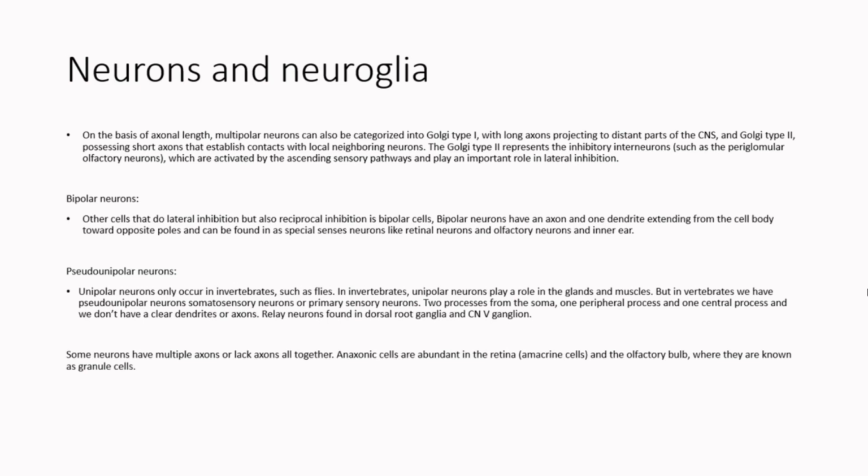They have one axon and one dendrite, both extending from opposite poles. Bipolar neurons you can find more in the special senses, like the retina and the olfactory system.